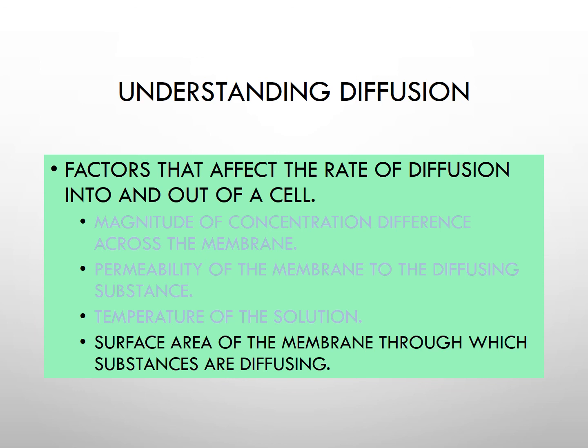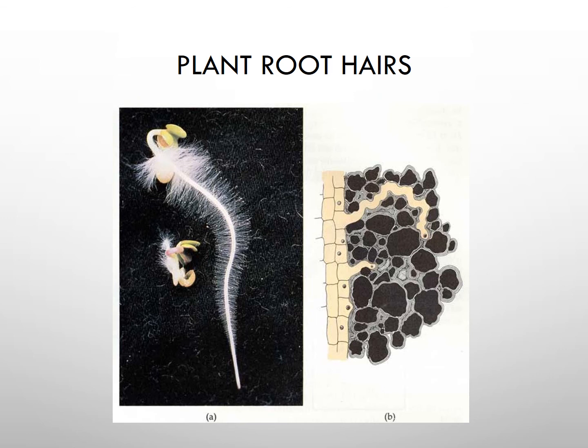And finally, the characteristic which we're going to study in lab this week, the surface area of the membrane through which substances are diffusing will profoundly influence the rate that something's able to pass through. And we can see this in many different areas of biology. If we take plant root hairs, for instance, plant root hairs are very, very small, single-celled extensions of the epidermis of a plant root. You might recognize that plant roots are the tissue that absorbs water and nutrients from the soil. Well, if we can increase the surface area by extending some of these cells into the soil, then we have more surface through which nutrients and water can diffuse and pass into the cells and eventually make it up through the root of the plant.